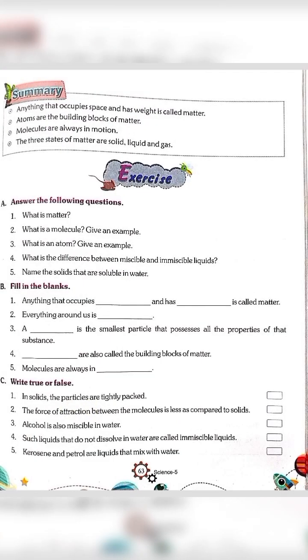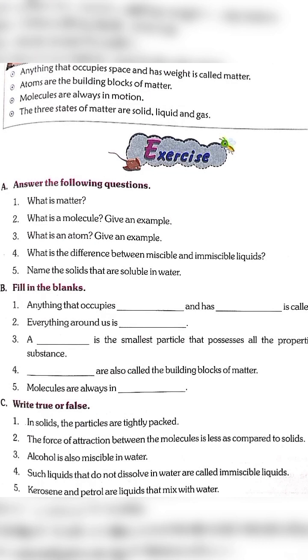In this chapter, state of matter, a very short summary: what is matter? Anything that occupies space and has weight is called matter. Atoms are the building blocks of matter. Molecules are always in motion. The three states of matter are solid, liquid and gas.